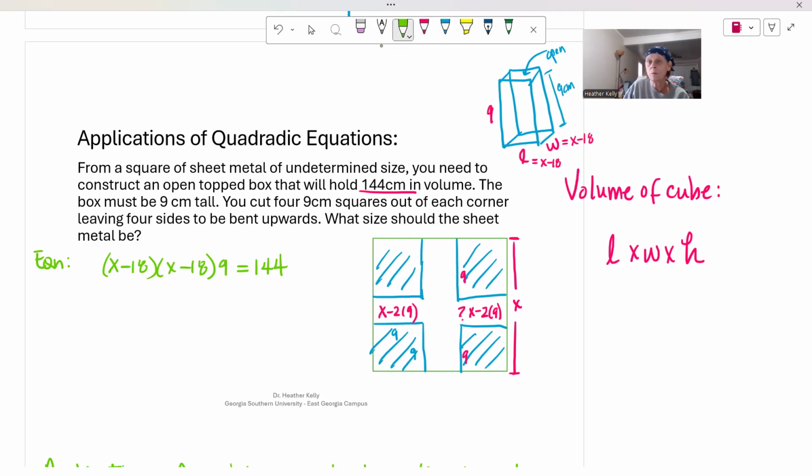Now we can solve this pretty quickly using the square root property. First things first, I'm going to divide both sides by 9, which my brain is not going to allow to happen. 144 divided by 9 is 16. So we now have X minus 18, I think we can all agree, squared, is equal to 16. And now we can use the square root property. We have X minus 18 is equal to plus or minus 4.